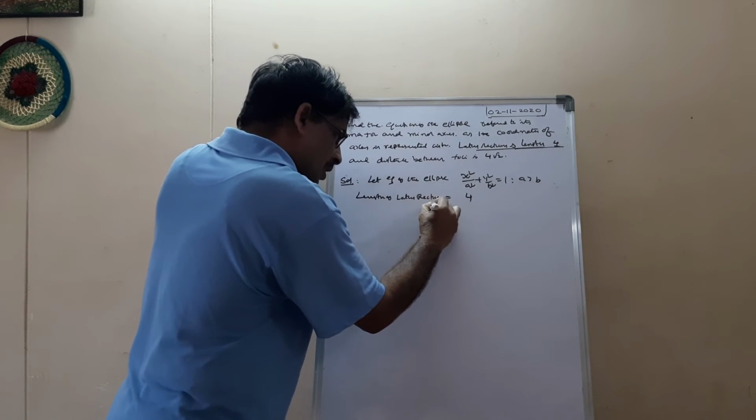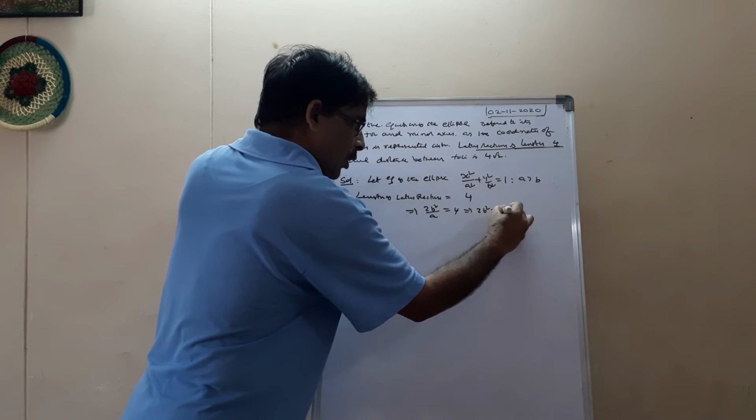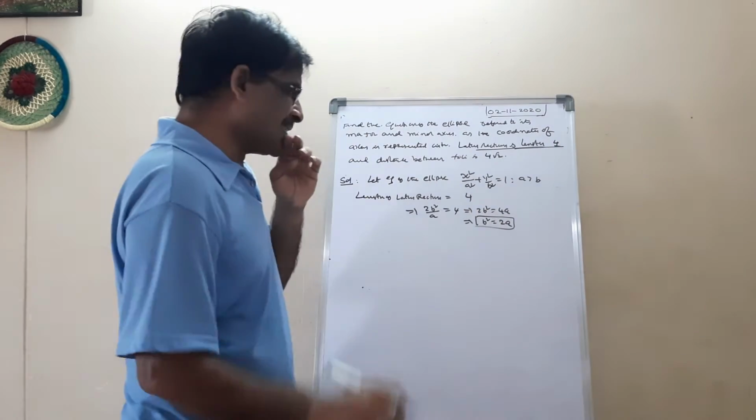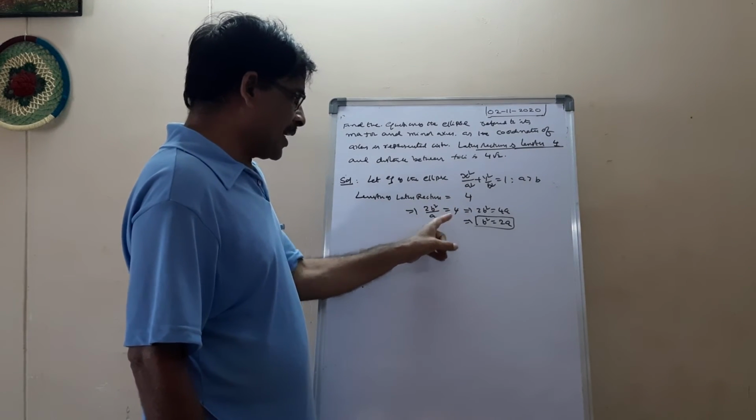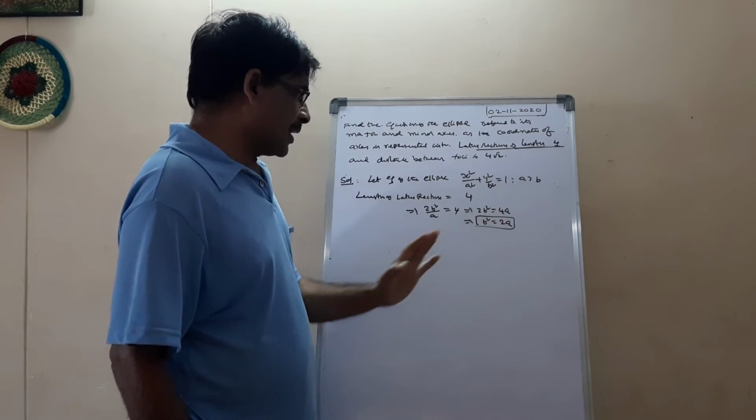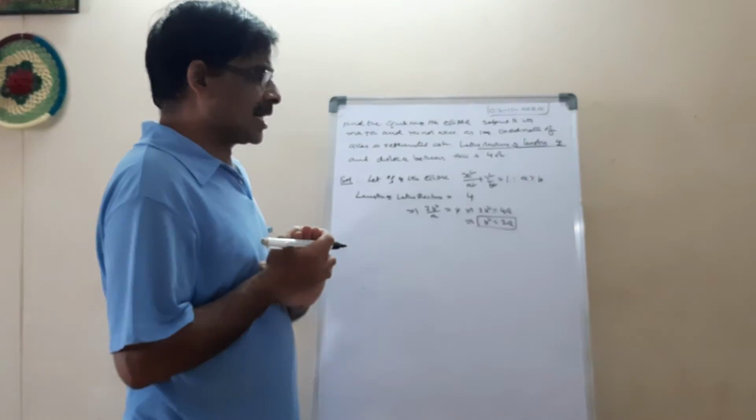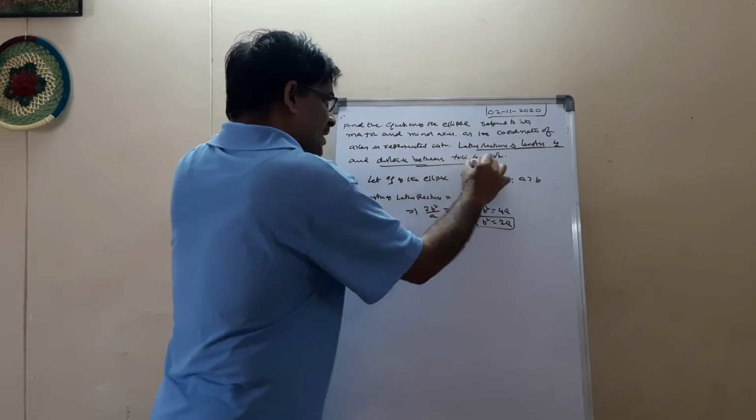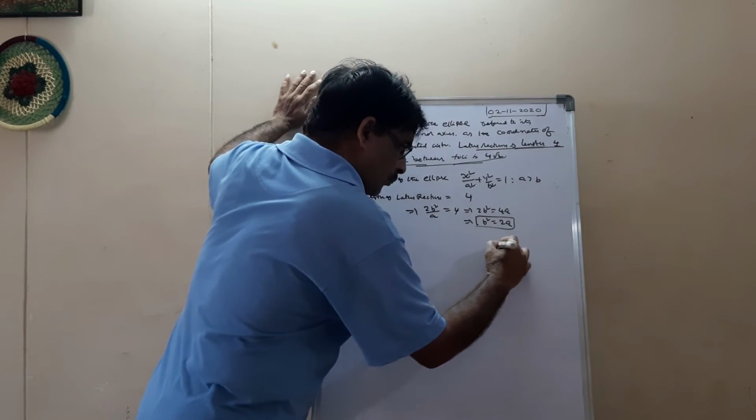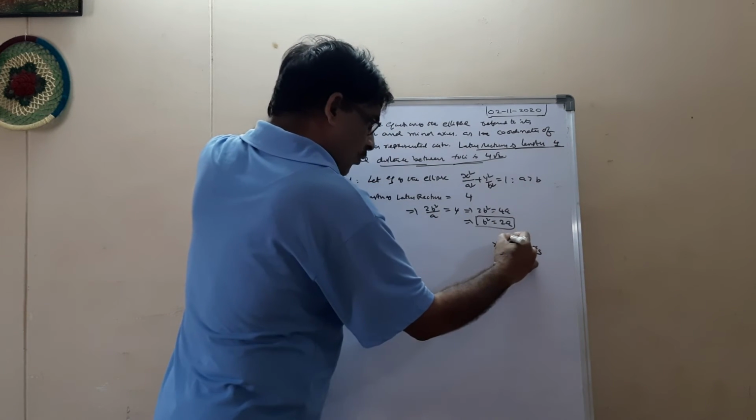We may immediately write 2b square by a equal to 4, which implies 2b square equal to 4a, or b square equal to 2a. With this information, we have the b square value. Next, one more piece of information is given to you: the distance between the foci, the one focus and the second one, equal to 4 root 2.